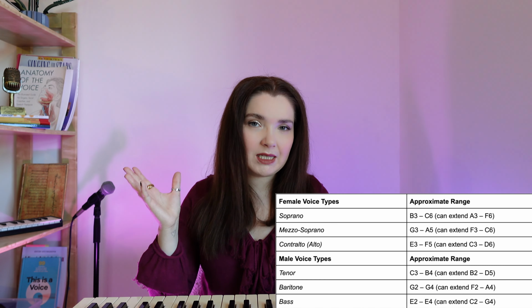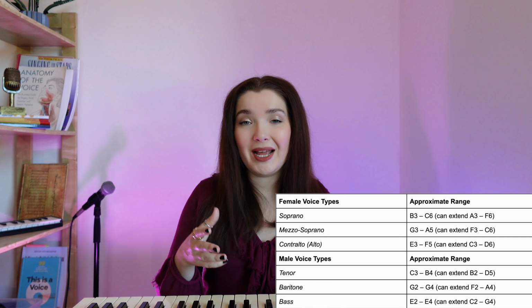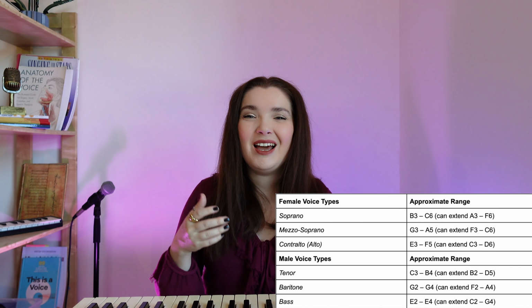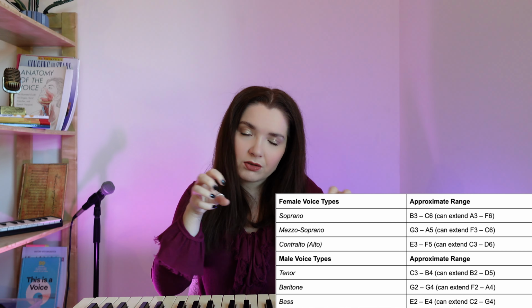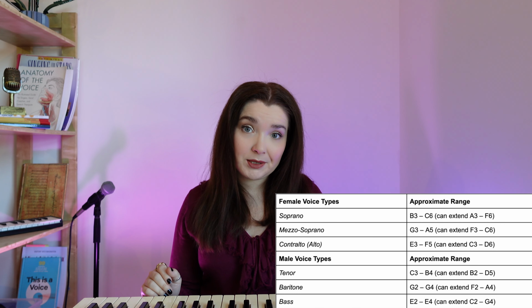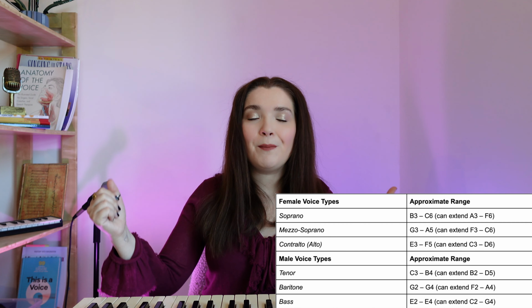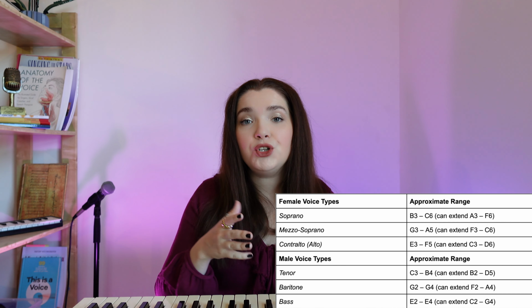For my girls, we've got soprano, which is your high female voice. We've got mezzo soprano or mezzo, which is your medium, kind of mid-range voice. And you've got contralto or alto, which is a low female voice. And for my guys, we've got tenors, which is your high male voice. We've got baritone, which is a medium, mid male voice. And we've got a bass, which is a low male voice. Now, there are other voice types, but let's focus on these main ones just for the ease of it.